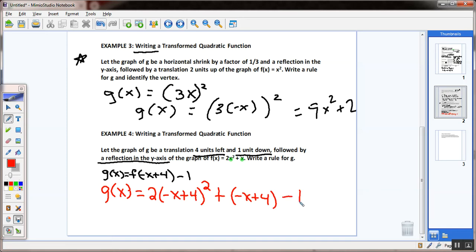Okay? Wait, so you wouldn't need like 2? Nope, just the 1. Because f of x was this whole function right here, Jasmine. And when I plug this part in right here, when I plug the negative x plus 4 in, that's going just into this. The minus 1 is separate of everything else. Okay with that?